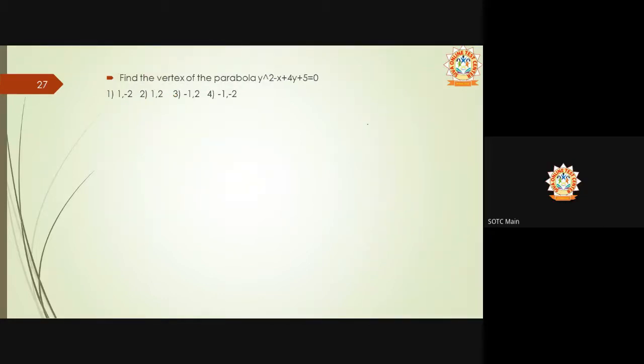Next, find the vertex of the parabola y square minus x plus 4y plus 5 is equal to 0. Try to solve this. Just make it into standard form. h comma k, your vertex is h comma k. What is the vertex?